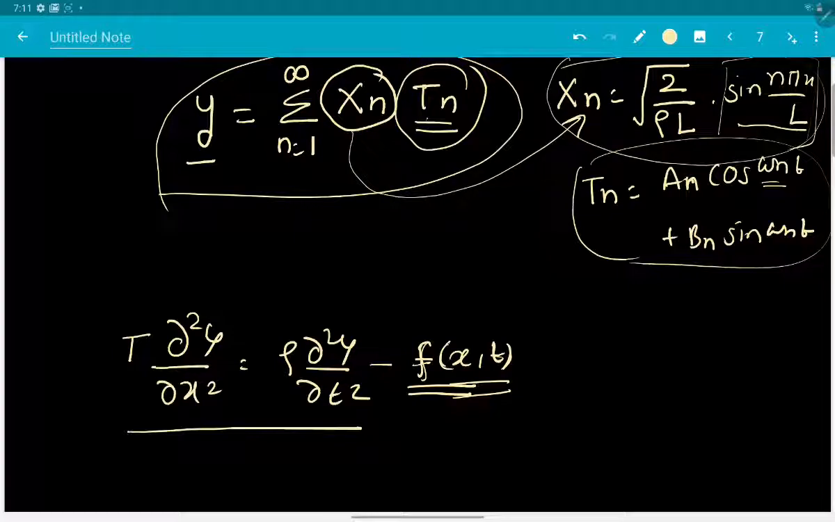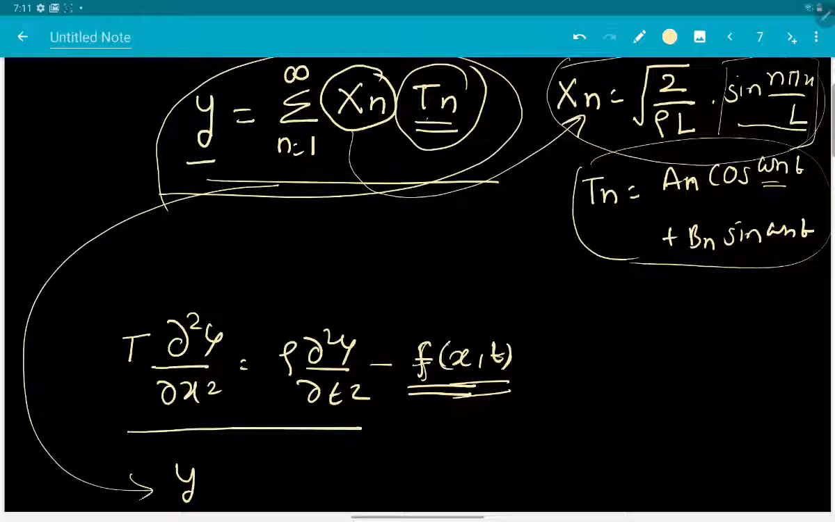So in this, what you will be doing is exploiting this modal expansion theorem and putting in the value of y by using it. Okay, and by that way what we'll get is this. Okay, so T times summation of this Xn Tn. So this T is different and this T is different.